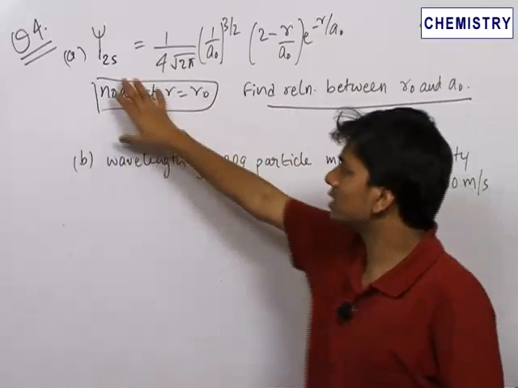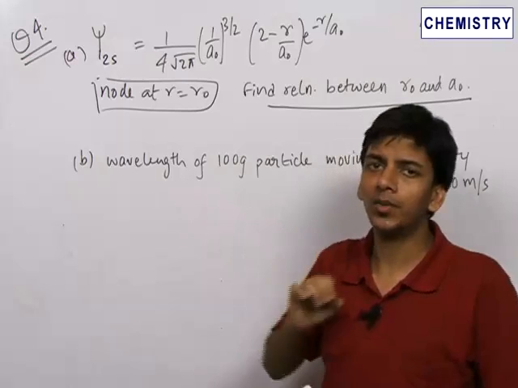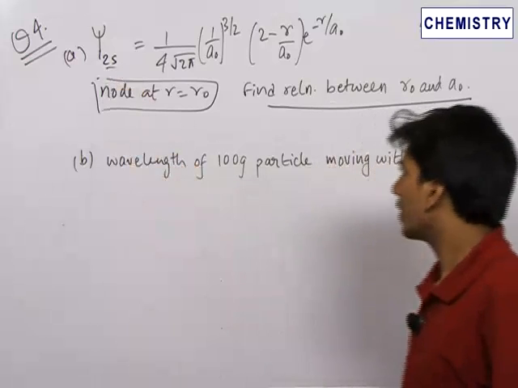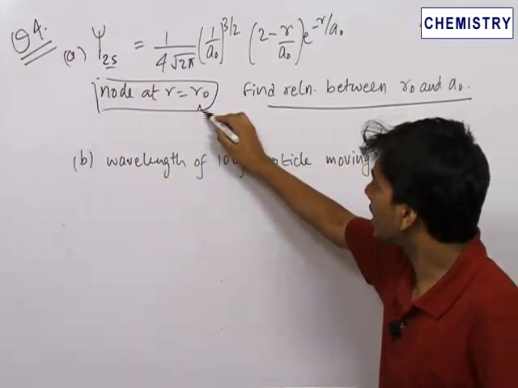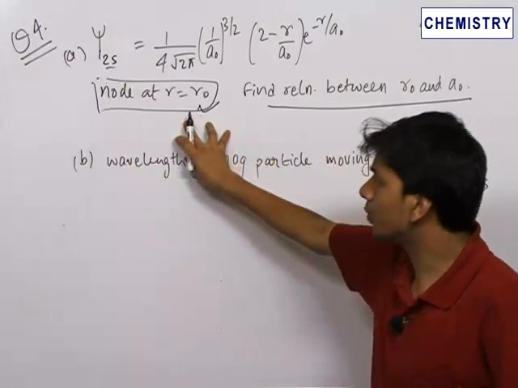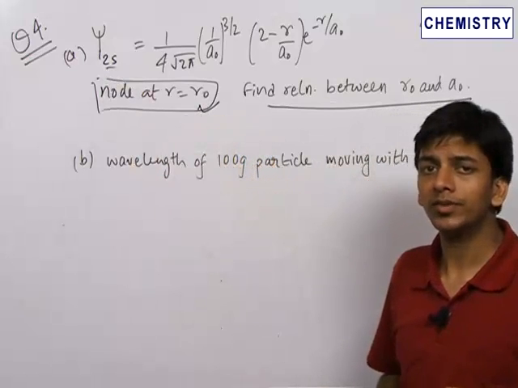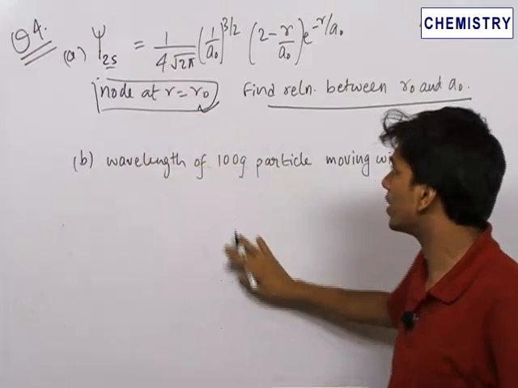We already know that psi square tells you the probability of finding the electron at a particular point for this orbital. Now there is a node at r is equal to r0. So therefore at the node the probability of finding the electron is equal to 0. That is, psi square is equal to 0. Therefore psi is equal to 0 at that point.